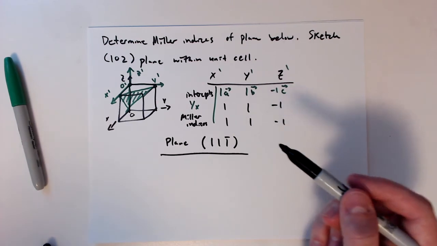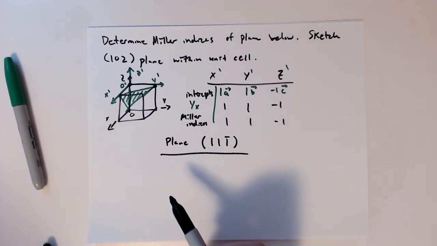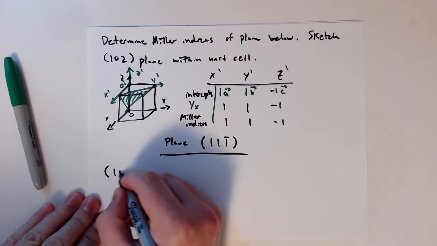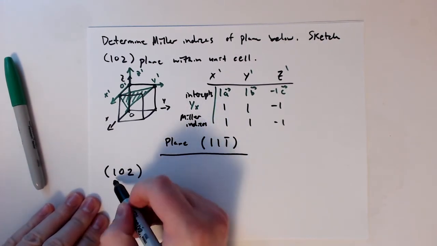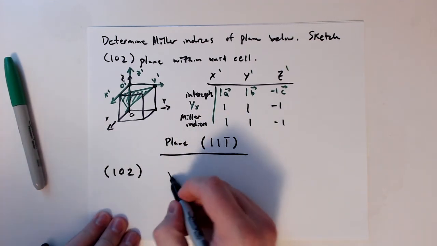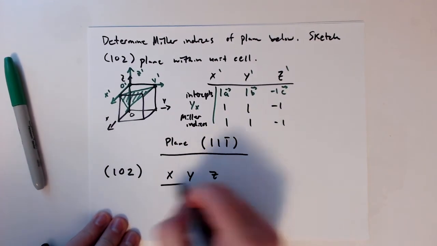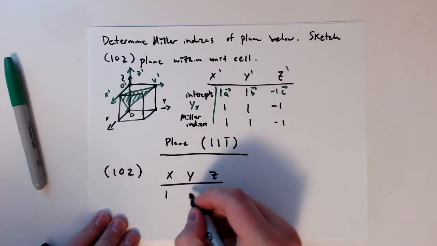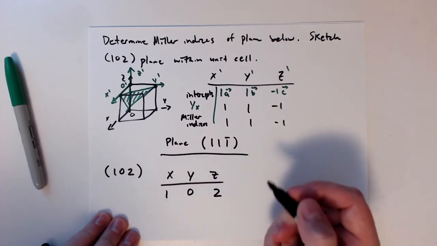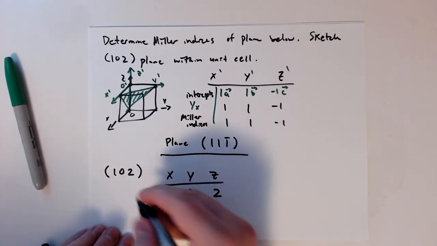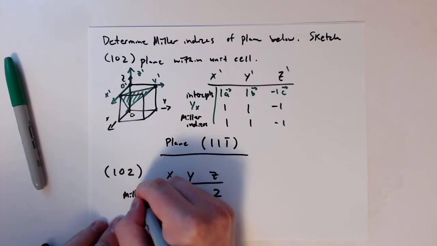All right. So when we get to the second one, it wanted us to now sketch the (102). So I'm going to do the same procedure. I'm going to draw a sort of table here, and these are my Miller indices, right? So 1, 0, and 2. If I want to get intercepts, these are my Miller indices. Let me just write it out for you.